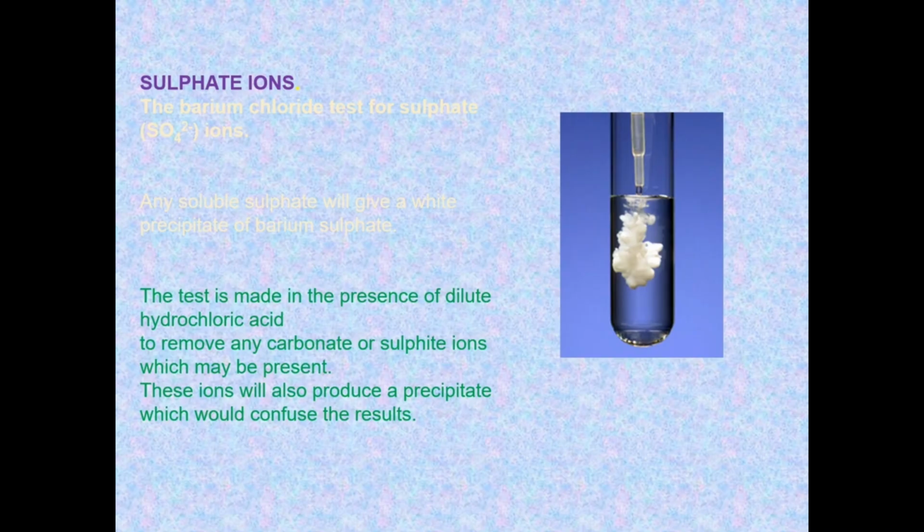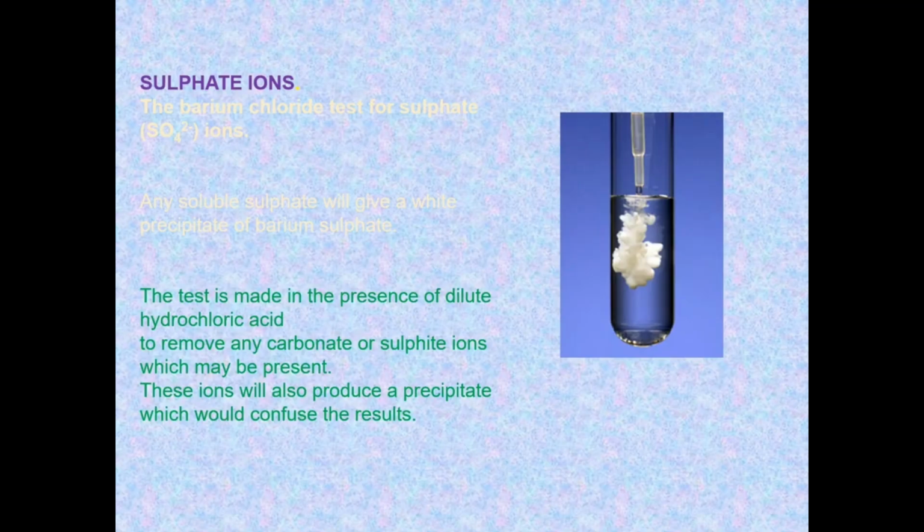Okay, the sulfate ions, basically if you want to test them, you use the barium chloride test. Now barium chloride, if it reacts with the sulfate ions, it gives you a white precipitate. The reason behind it is because the chloride is displaced by the sulfate. At the end of the day, you'll form barium sulfate, which is a white precipitate.